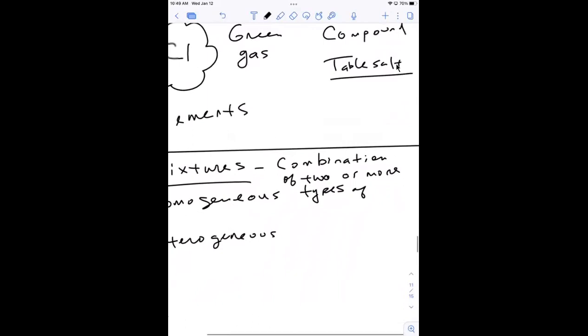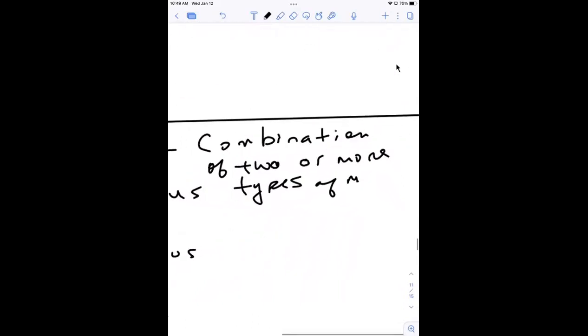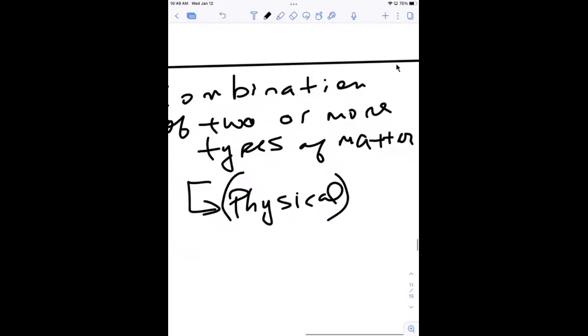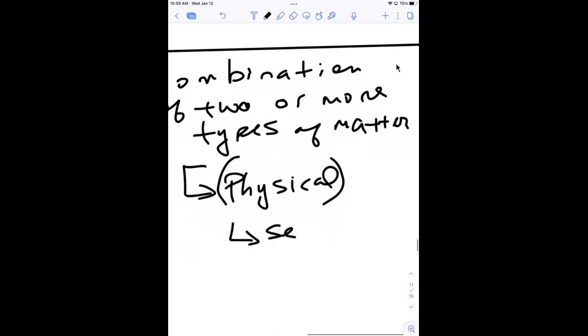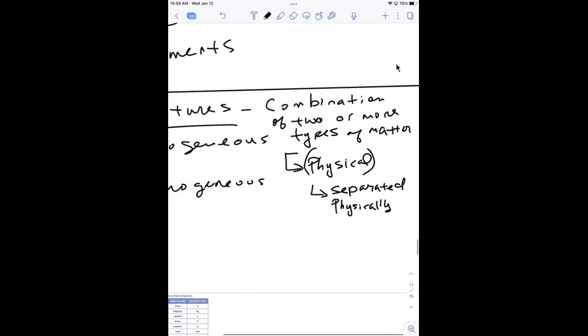All right. So a mixture is a combination of two or more types of matter. And this is a physical combination, by the way. When you compare a mixture to a compound, a compound is a chemical combination, where atoms come together and bond together, whereas a mixture is a physical combination. So if it's a physical combination, that means it can also be separated physically. If you put it together physically, you can separate it physically.